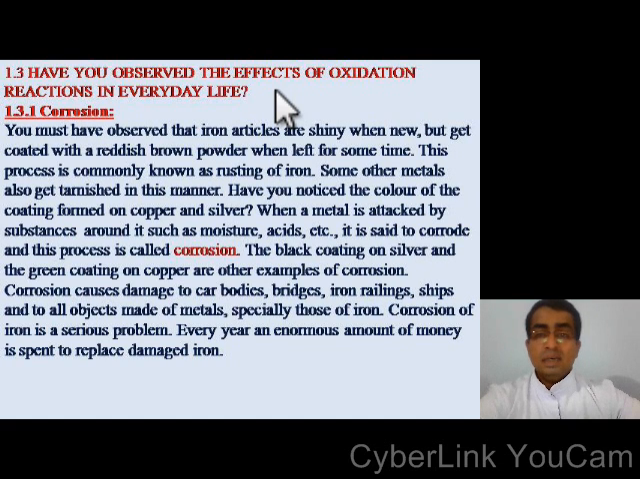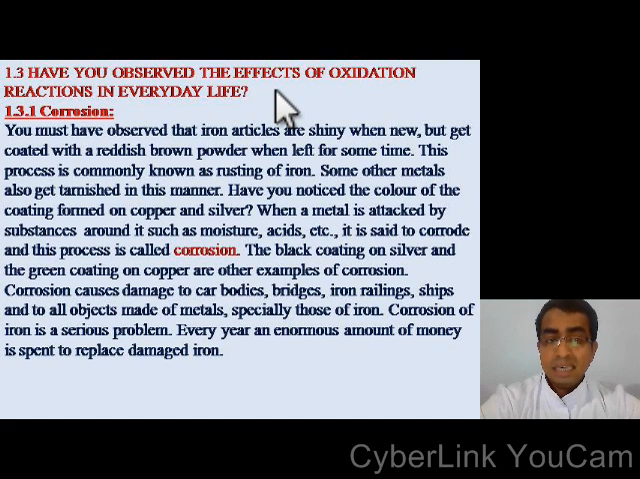Now let us see corrosion and rancidity. Have you observed the effects of oxidation reaction in everyday life? Let us see some effects. You must have observed that iron articles are shiny when new, but get coated with a reddish brown powder when left for some time. This process is commonly known as rusting of iron. We are familiar with this phenomenon. Some other metals also get tarnished in this manner. Have you noticed the color of the coating formed on copper and silver?